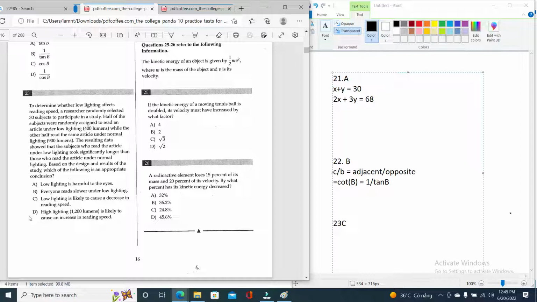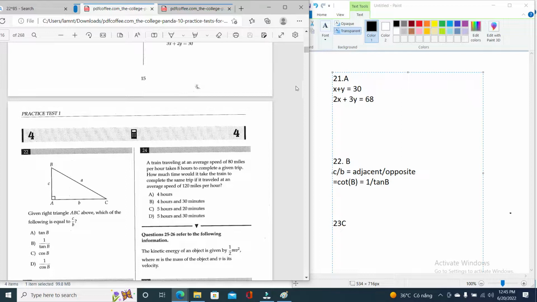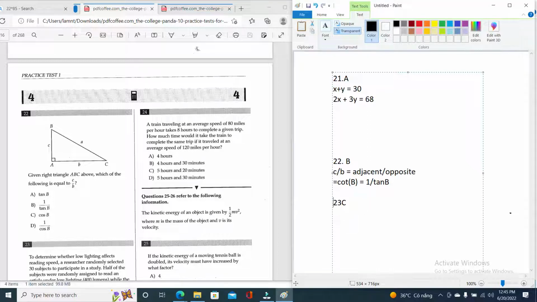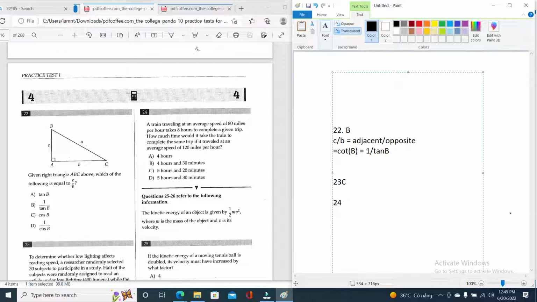Let's move on to number 25. Oh, we have 24. Where's 24? Okay, here. A train traveling at a speed of 80 miles per hour takes 8 hours to complete a given trip. How much time will it take the train to complete the same trip if it traveled at a speed of 120 miles per hour? Okay, so we can find out the trip length.